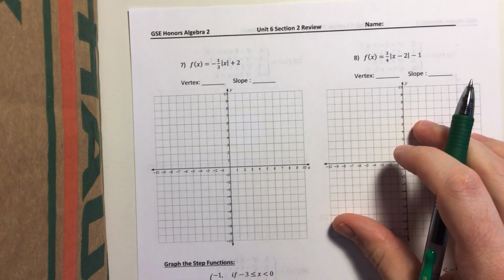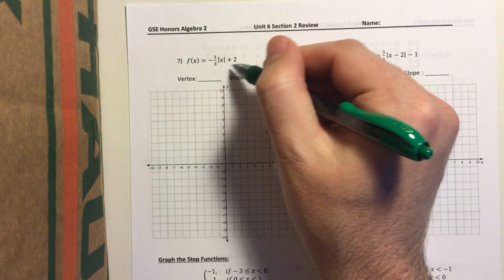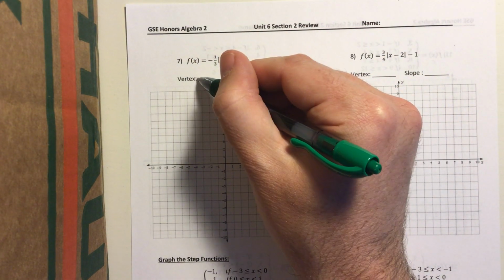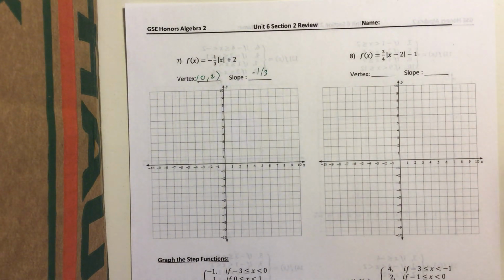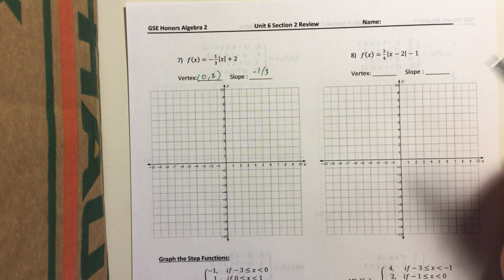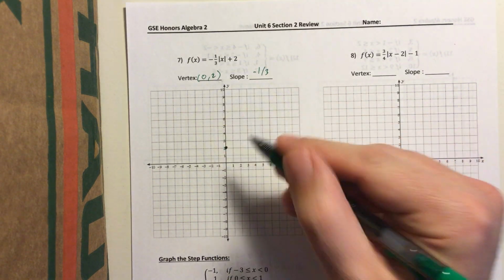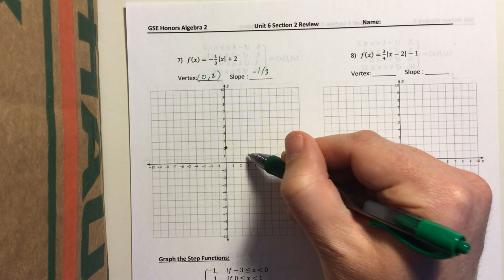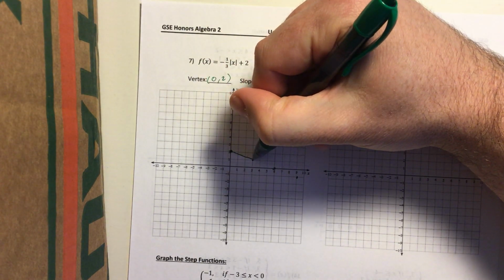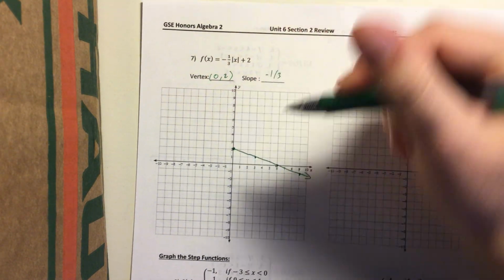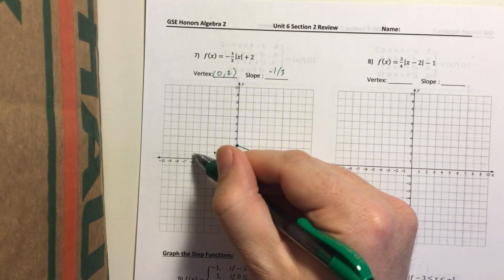See here, a few more of these. Vertex here would be 0, 2. Slope is -1/3 on the right side. So 0, 2, we're starting at the same vertex, and then we're just going down 1 over 3. Do the same thing on the other side, just go the other direction.